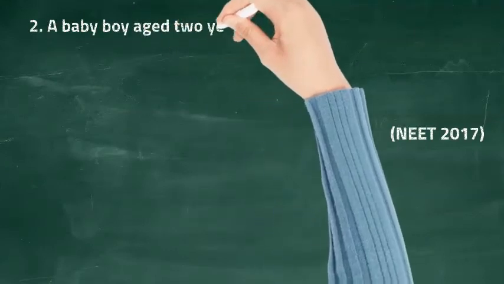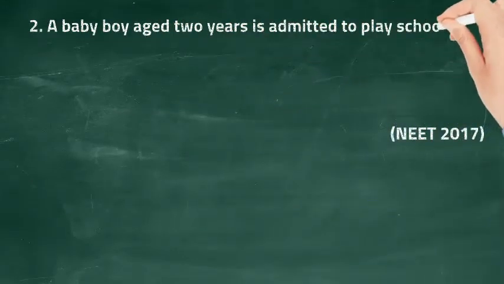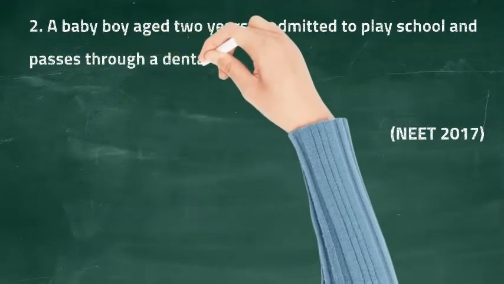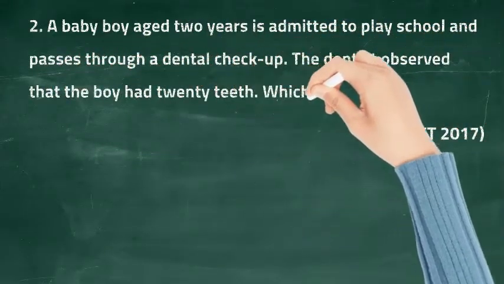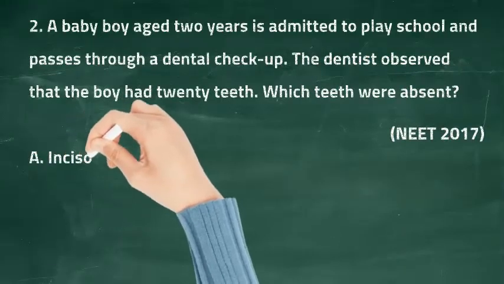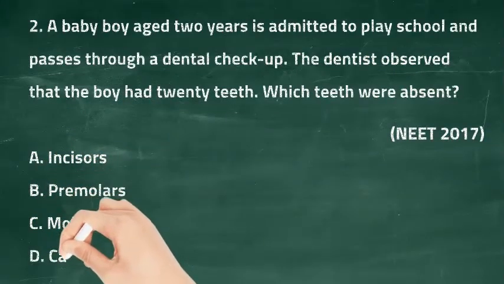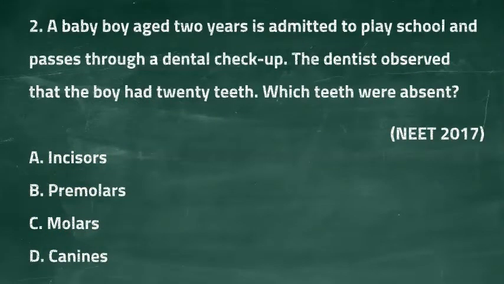Question 2. A baby boy aged 2 years is admitted to play school and passes through a dental checkup. The dentist observed that the boy had 20 teeth. Which teeth were absent? Option A is incisors, option B is premolars, option C is molars, and option D is canines. The right answer is option B, premolars.